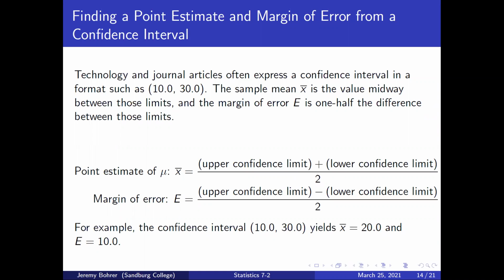So the point estimate of mu is X bar, which is equal to the upper confidence limit plus the lower confidence limit divided by 2. And the margin of error E is equal to the upper confidence limit minus the lower confidence limit divided by 2. For example, the confidence interval 10.0 to 30.0 yields X bar equals 20 and E equals 10.